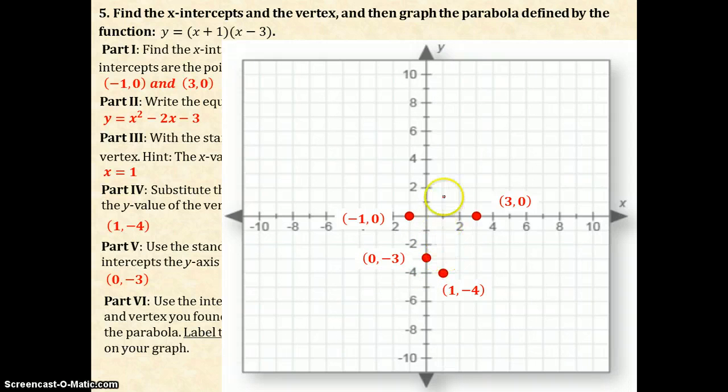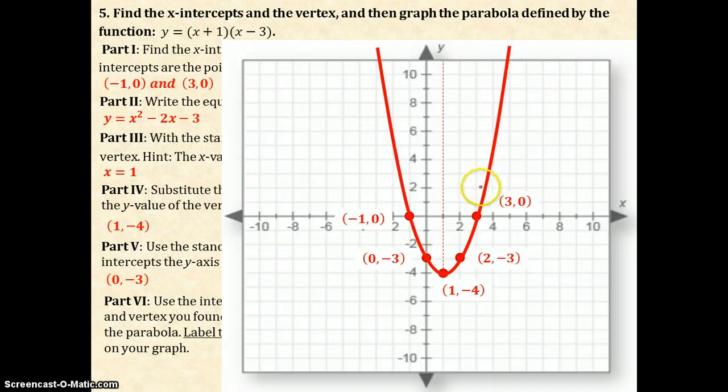Now through the vertex we have what is called the axis of symmetry, and it acts as a mirror for each side of the parabola. So this point here has a mirror image over here. This point here also has a mirror image over here, which is going to be at 2, negative 3. Once you got several points, you can draw a nice smooth curve going through all of them, and there you go.